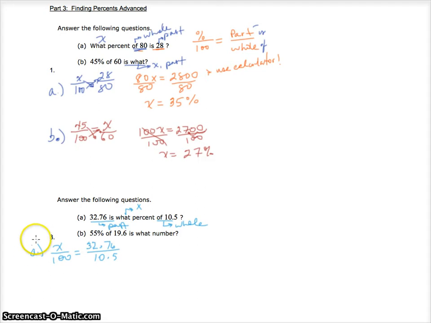Now I'm going to set up part B with you guys, and then you guys are going to solve this one on your own. So part B sets up as 55% of 19.6 is what number? So here's my "is," and here's my "what number." So this is my part, which is going to be the x.